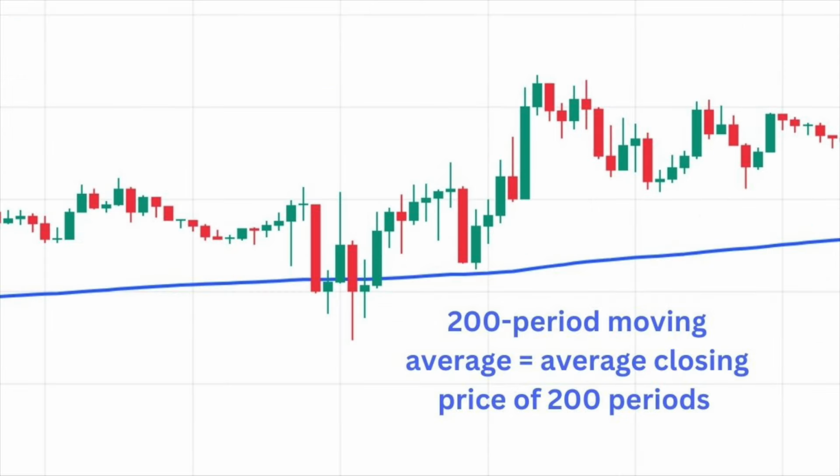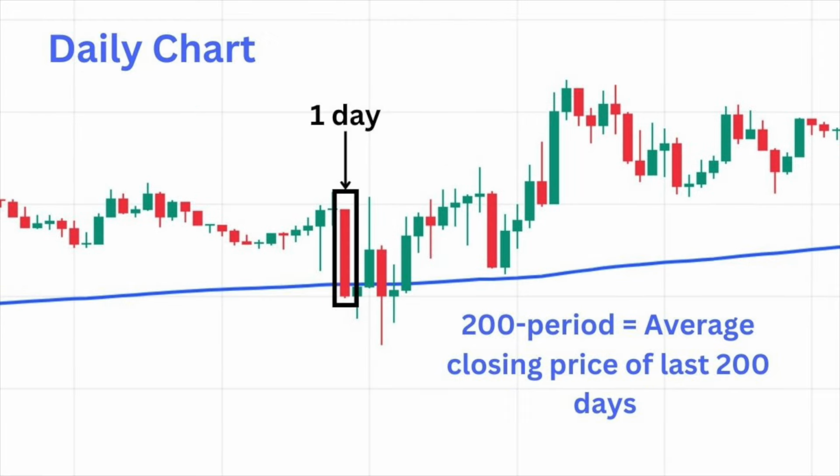So the 200 period moving average is calculated by taking the closing price of the last 200 periods. And the term period is important because it's relative to the time frame you're looking at. For example, on a one-day chart, each candlestick represents 1 day. So a 200 period moving average represents the average closing price over the last 200 days. This long moving average is very well respected and it forms slowly over time.